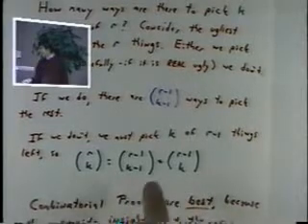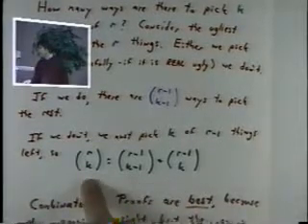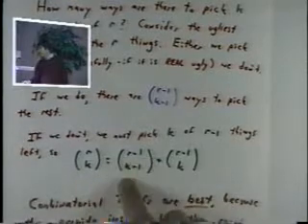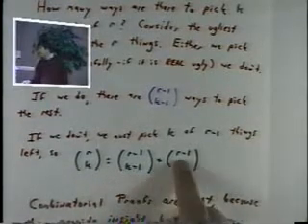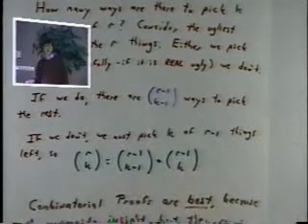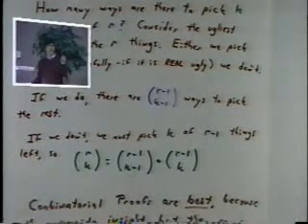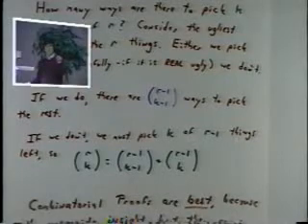This, I claim, is proof that r choose k is equal to r minus 1 choose k minus 1 plus r minus 1 choose k. Any questions about that? How many people believe this proof? Okay. How many people don't believe this proof?